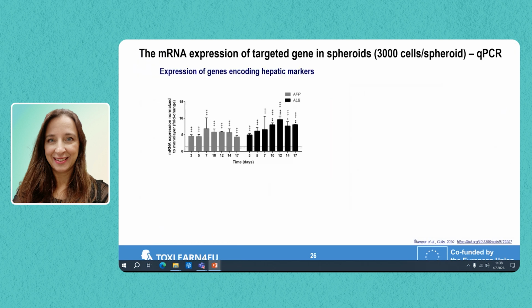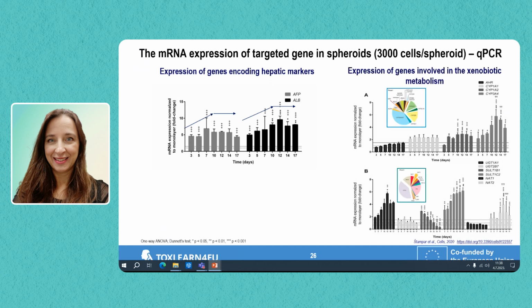Very important is the metabolic activity and the hepatic markers in the models. So we measured what is happening with the alpha fetoprotein and albumin. These are 2 very important hepatic markers, and you can see that already after 3 days of exposure, they were upregulated. And maybe at 7-10 days, we see that there is some reaching the plateau.